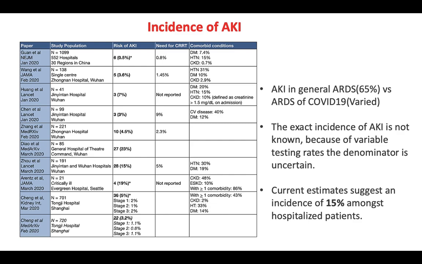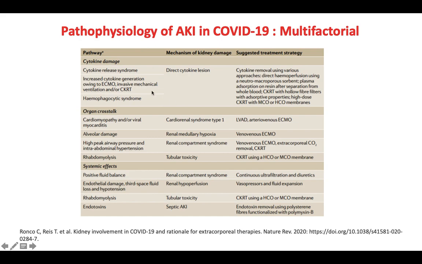The exact incidence of this AKI is not known because of variable testing rates. The denominator is uncertain. So somewhere we can have a number in and around 15% of AKI incidence secondary to COVID-19. When it comes to pathophysiology, I already explained, cytokine-induced damage, that is the cytokine storm, is the major thing which is going to have an impact on multi-organ dysfunction. That is true in kidney injury also.